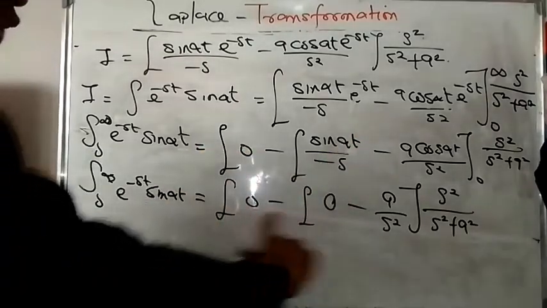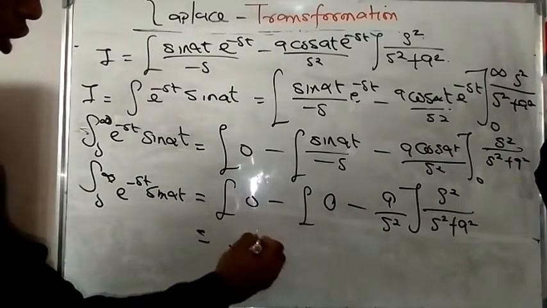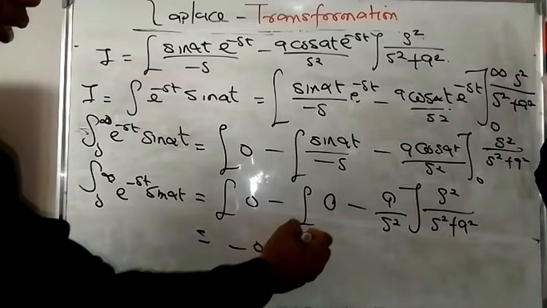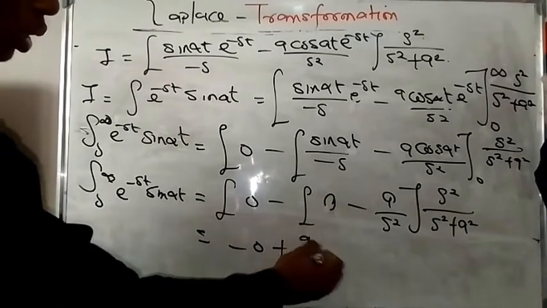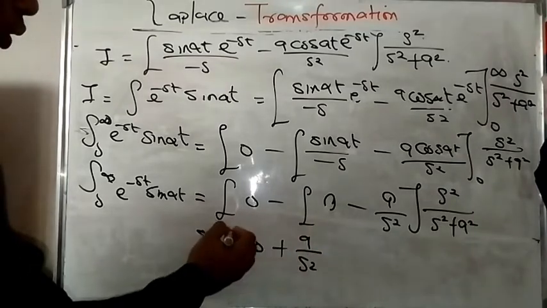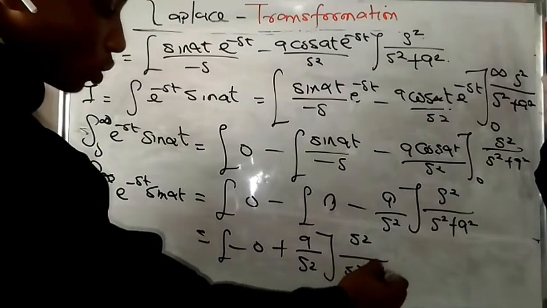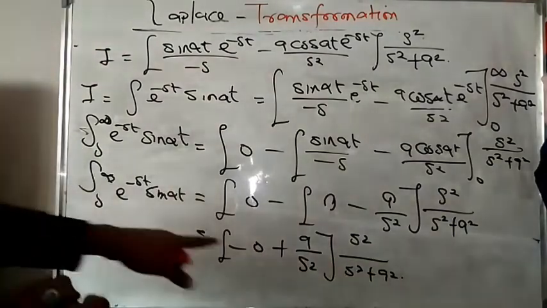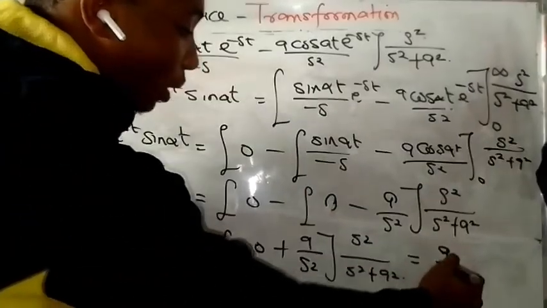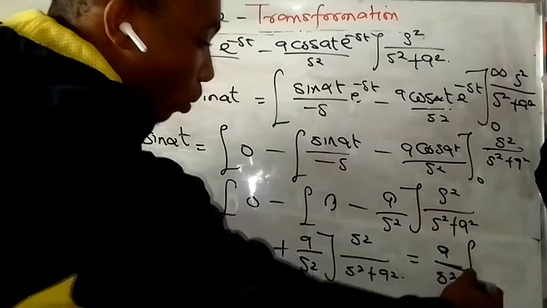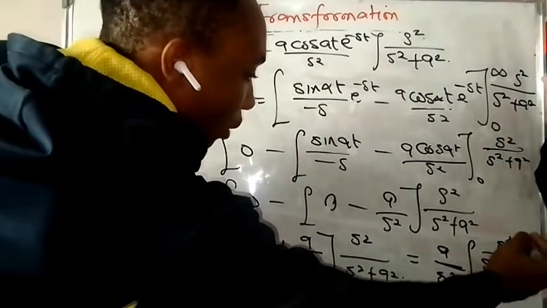First we need to multiply through by the minus sign. We have minus this times this, that's minus 0; minus this times this, that's plus, right? Minus 0 times this is minus 0, minus this times that's plus a divided by s squared, all multiplied by s squared divided by s squared plus a squared. Now 0 plus anything is that same thing, so we'll have a divided by s squared, all multiplied by s squared divided by s squared plus a squared.